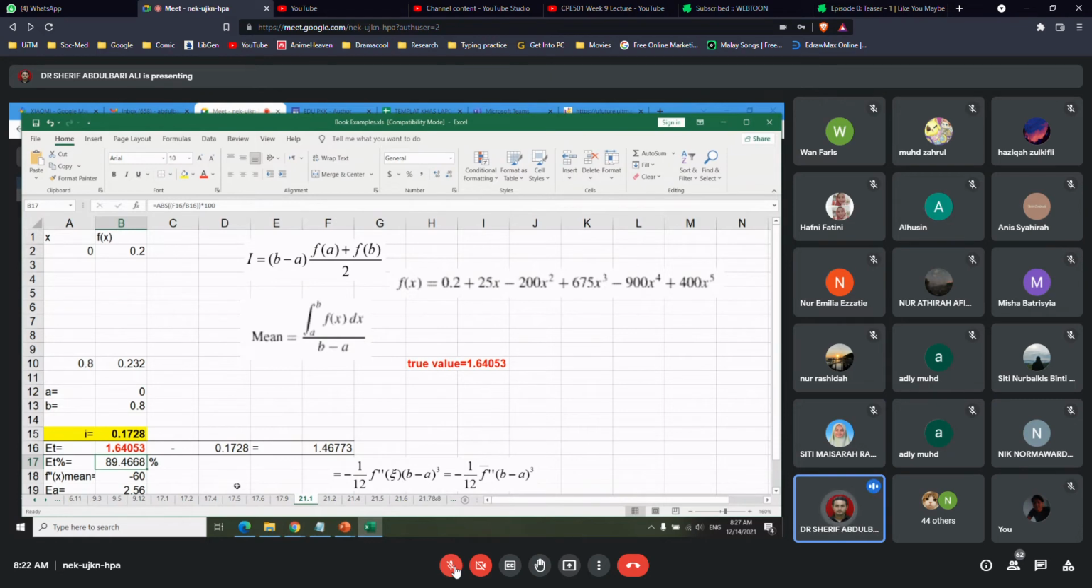But actually, most of the time you're not going to have this true value. It's not going to be available. So you need to calculate the approximate error. To calculate the approximate error for the trapezoidal rule, this is the equation that you need to use: negative 1 over 12, and the mean of the second derivative of the function. The part that is missing here is the mean of the second derivative of the function. Okay.